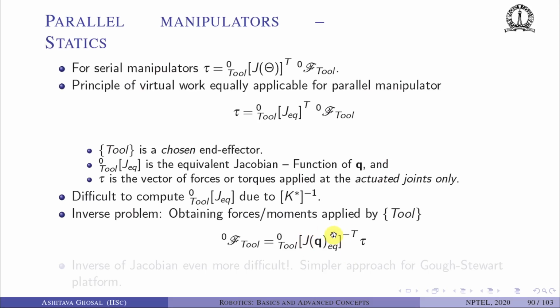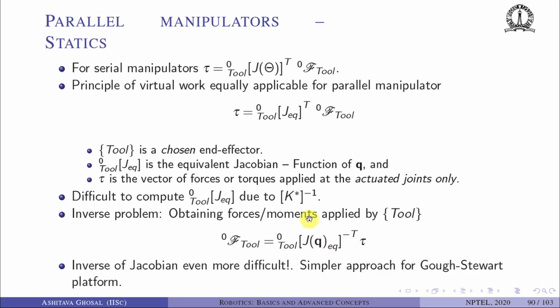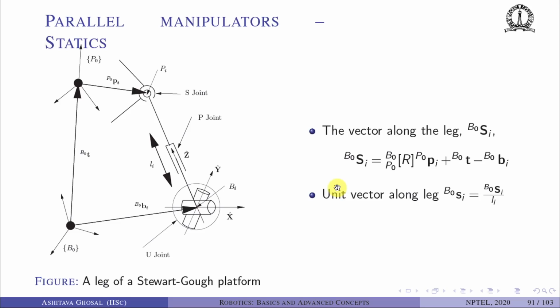So this is clearly very, very hard to obtain. Why? Because J equivalent already had some K in K star inverse, and now you have to find the inverse of that whole quantity. So this is not possible to do for most parallel robots. However, it is required to be solved for several robots, and it can be solved very simply for a Gough-Stewart platform. It can be shown to be very easily solvable for a fully parallel manipulator, meaning that between the output and the input there is only one actuated joint.